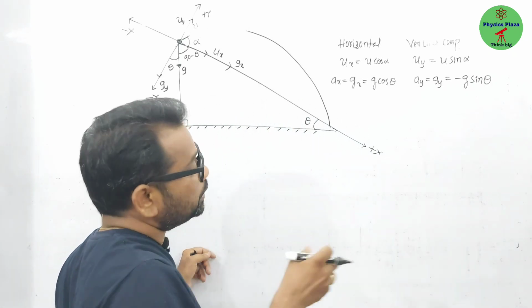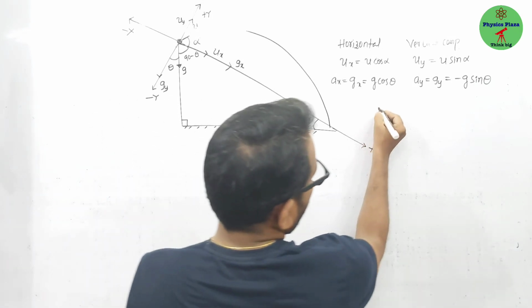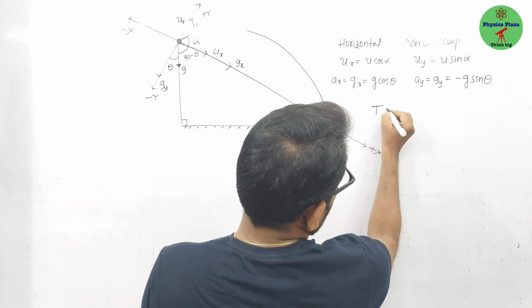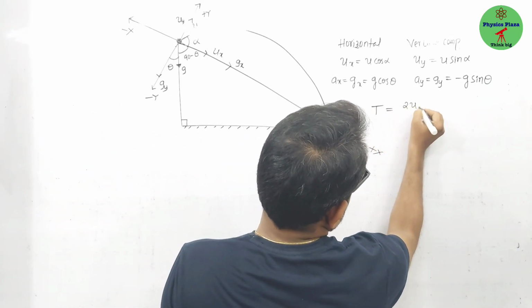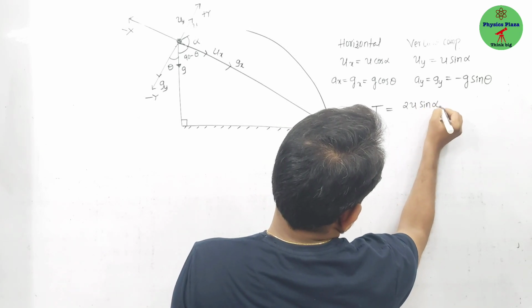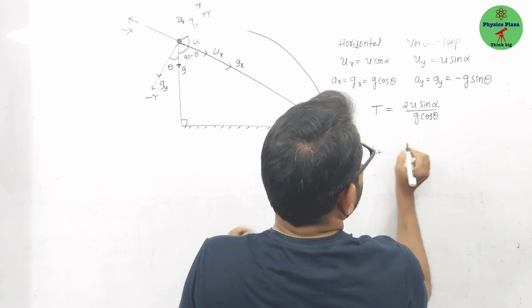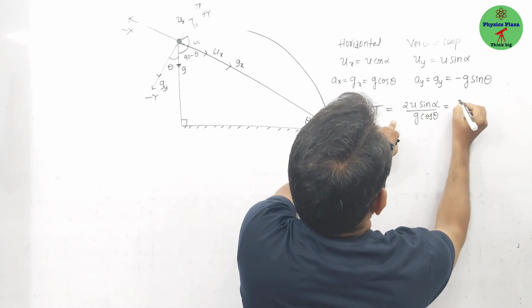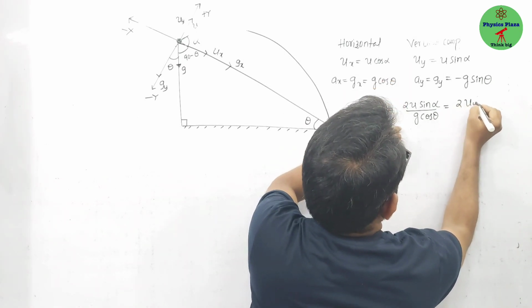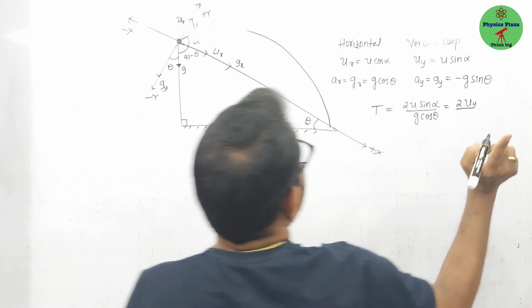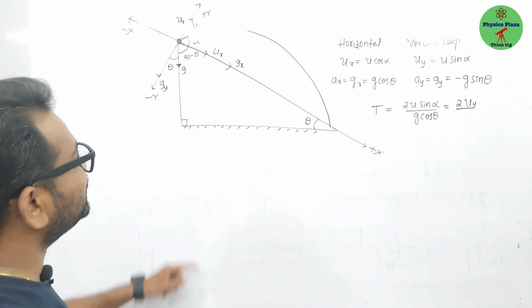First let us recall what we got in the previous case. We got the time of flight as 2u sin alpha by g cos theta. So it is nothing but 2uy by, actually here a small mistake happened, so try to understand.